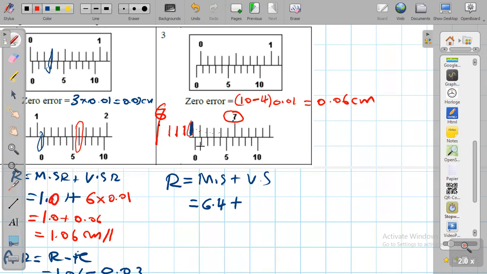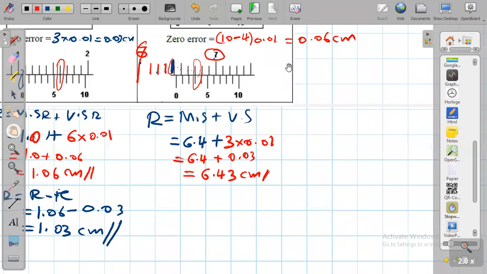Now let me find out the reading here. That's the third line. 3 times 0.01. So the answer is like 6.4 plus what? 0.03. So my overall answer is going to be 6.43 centimeter. That's not the final answer.